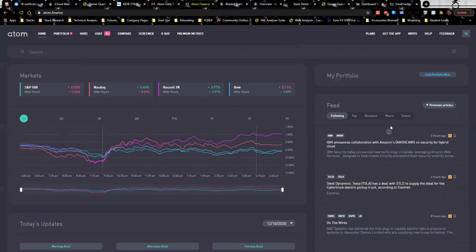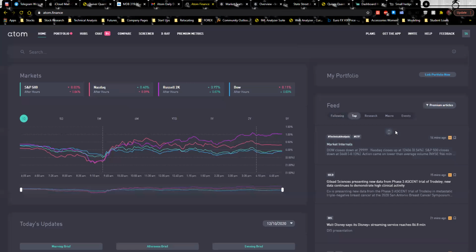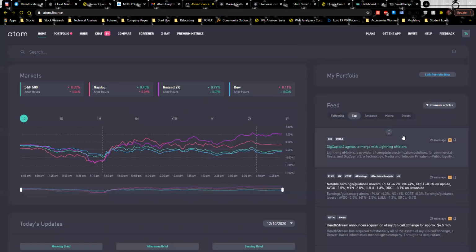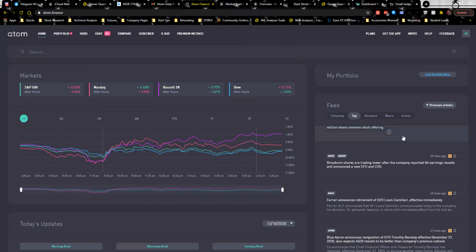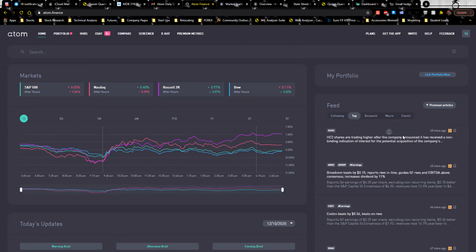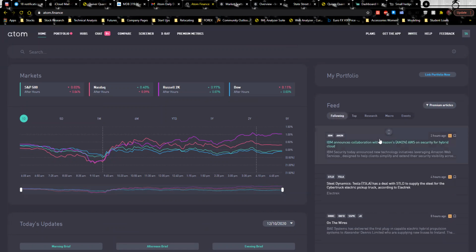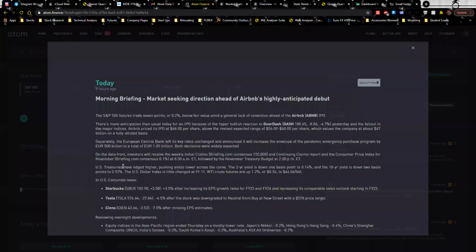Oh, so premium articles. So this was dope about this site too. They'll give you a pretty nice pre-market summary and an intraday one, and then also a post-market one. It's really nice premium. You'll get it to your phone. It will just show you all the updates.